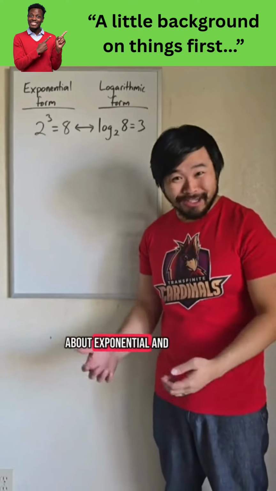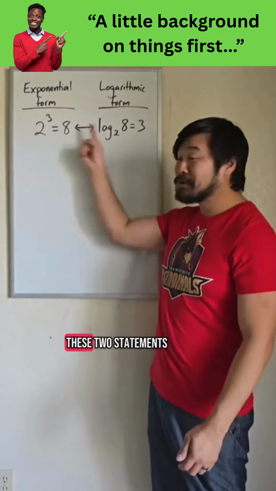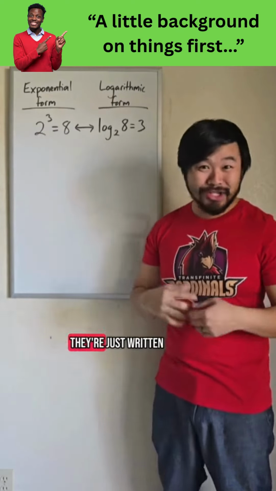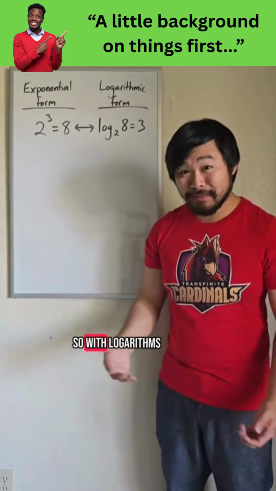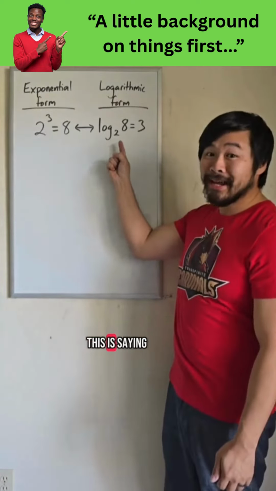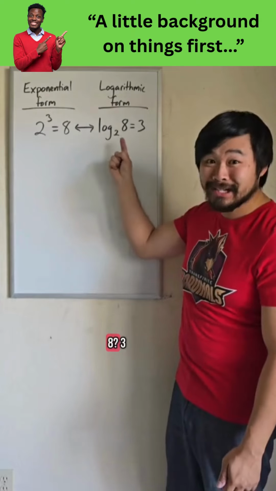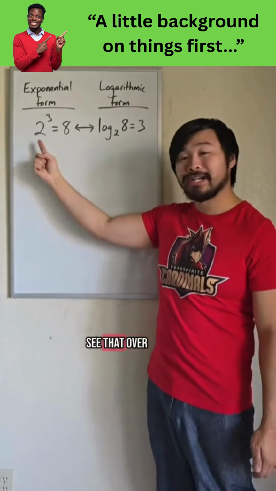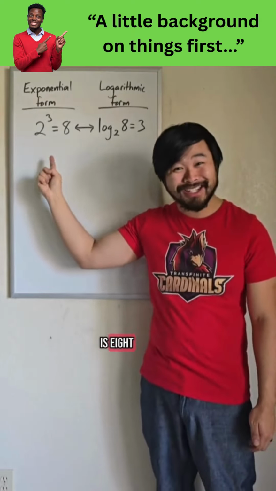First, let's talk about exponential and logarithmic forms. These two statements are saying the same thing, they're just written differently. So with logarithms, we're basically asking for the exponent. So over here, this is saying 2 raised to what power is 8? 3. And we can see that over here. 2 to the third power is 8.